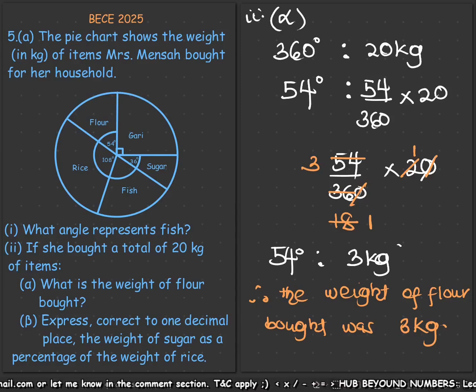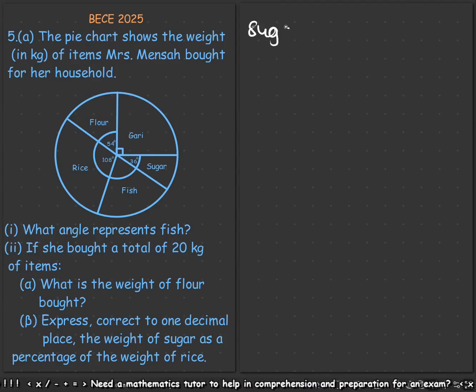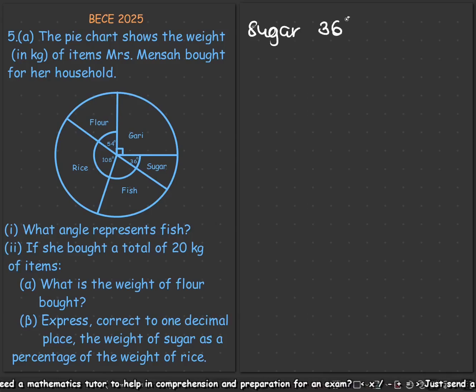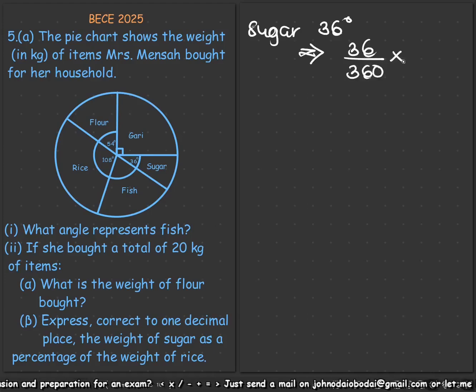You see, we need to calculate the weight of sugar, and then we also calculate the weight of rice. We are going to do these two things together, right? So just like how we solved the previous one, if you want the weight of sugar, and we know sugar's angle is what? 36 degrees. So the weight of sugar is then going to be what? 36 over 360 times the total weight, which is 20.